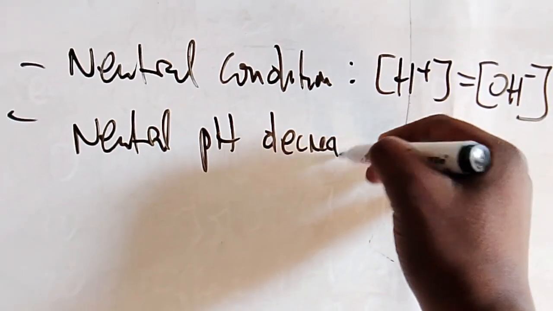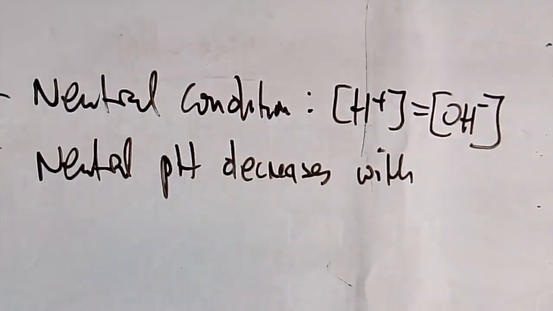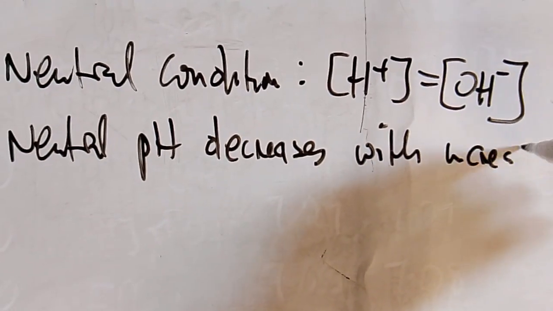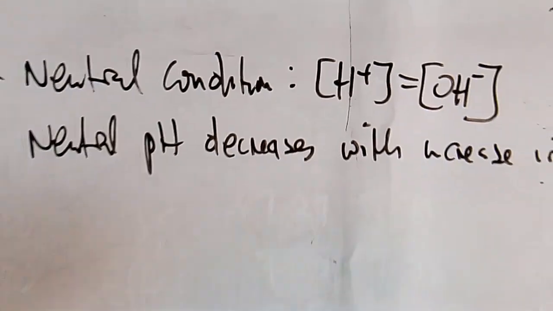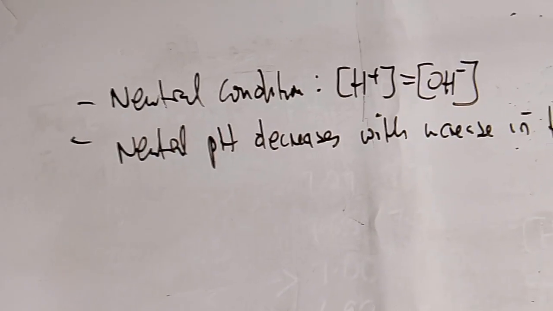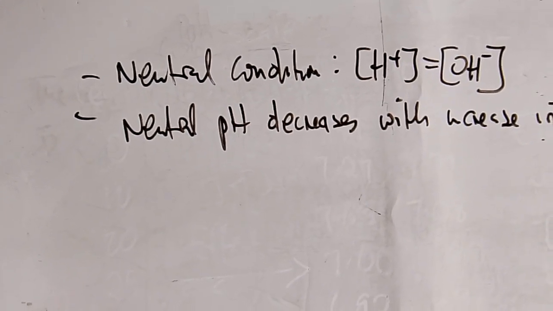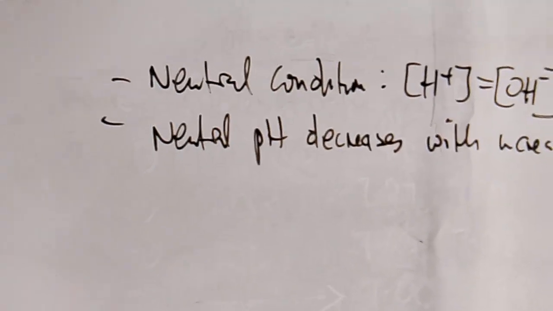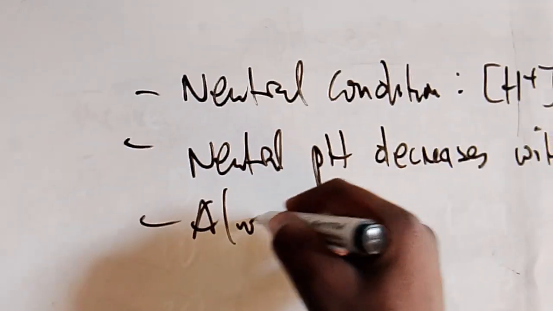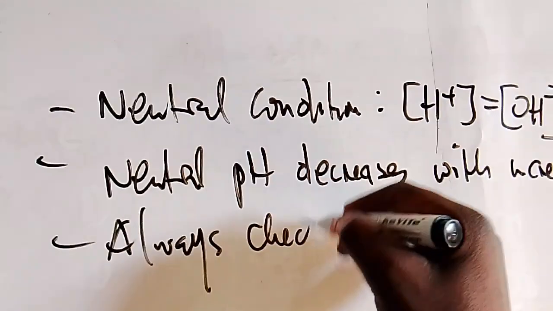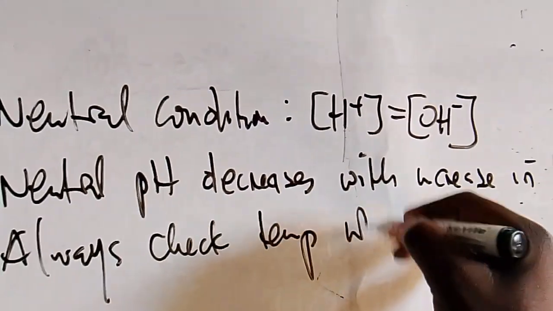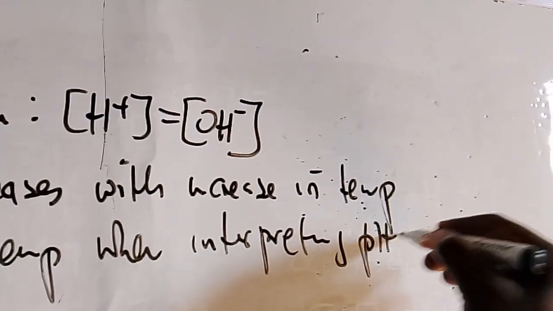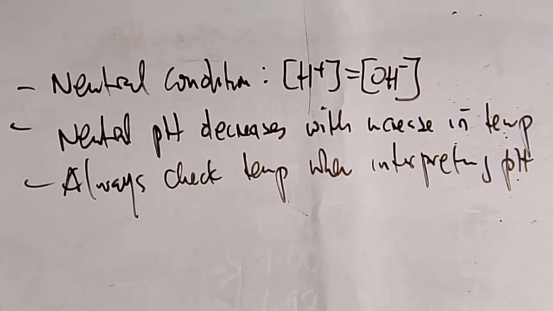Then neutral pH decreases with the increase in temperature. Okay, so as temperature increases, neutral pH decreases. Then also always check the temperature when interpreting pH. Okay, always check temperature when interpreting pH.